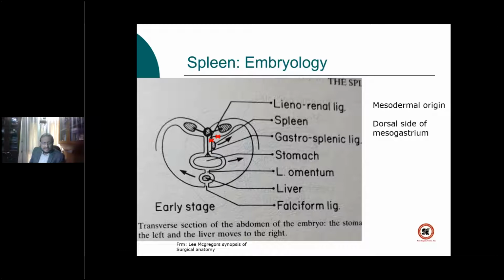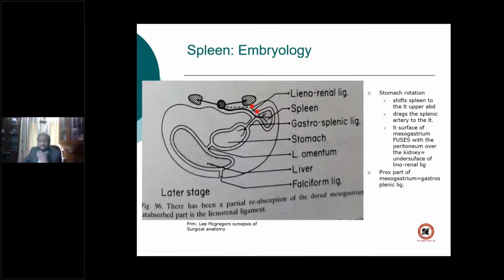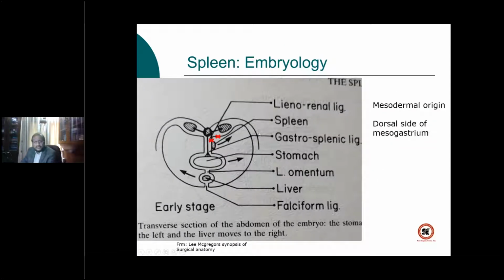Now, as time passes, there is a rotation, and the stomach rotates to the left side, because of which the spleen also shifts. It takes the spleen along with it to the left upper abdomen, and when it's doing so, it drags the splenic artery along with it. So the splenic artery is being dragged there, and the surface of the mesogastrium fuses with the peritoneum over the kidney. Now, let me show what I mean.